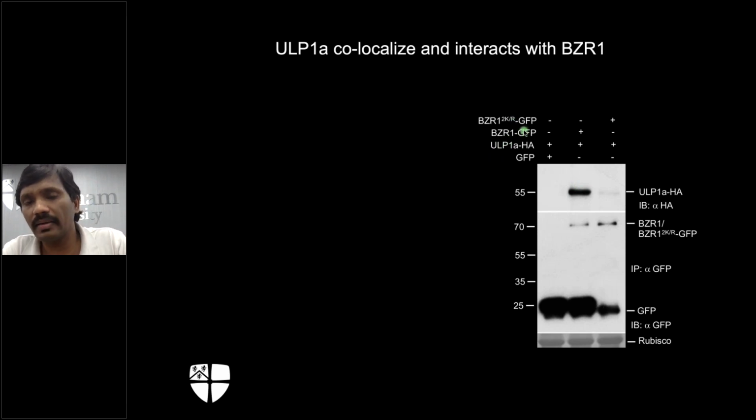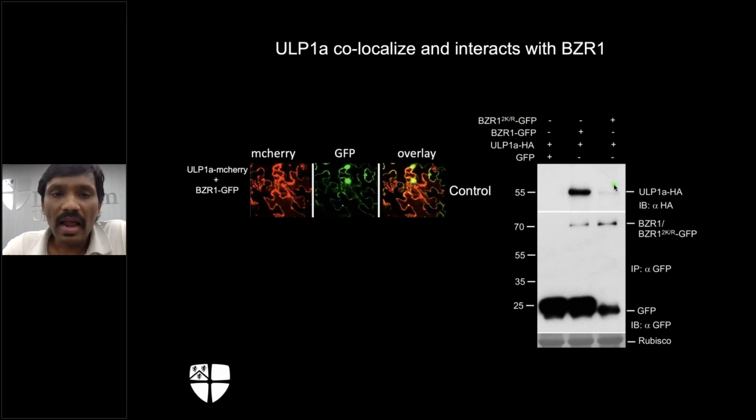The 2KR mutant doesn't interact at all with ULP1a. And we have done an in vivo analysis where we have shown through microscopy that ULP1a and BZR1 co-localize together. Since BZR1 is localized in both the nucleus and cytoplasm, you can see them localized in the GFP tag, BZR1 in both places. And when you overlay them, you can see they are coming together.